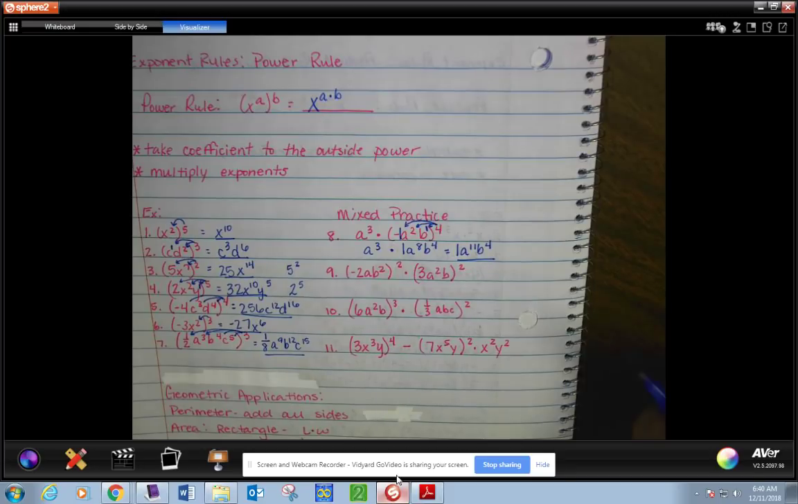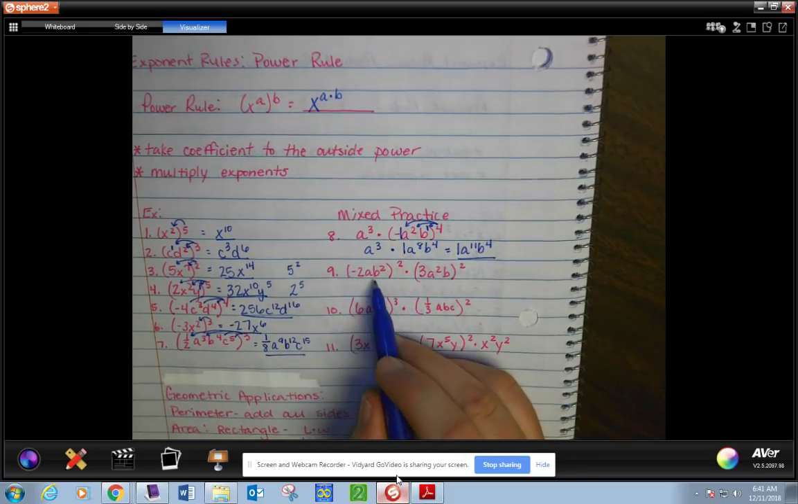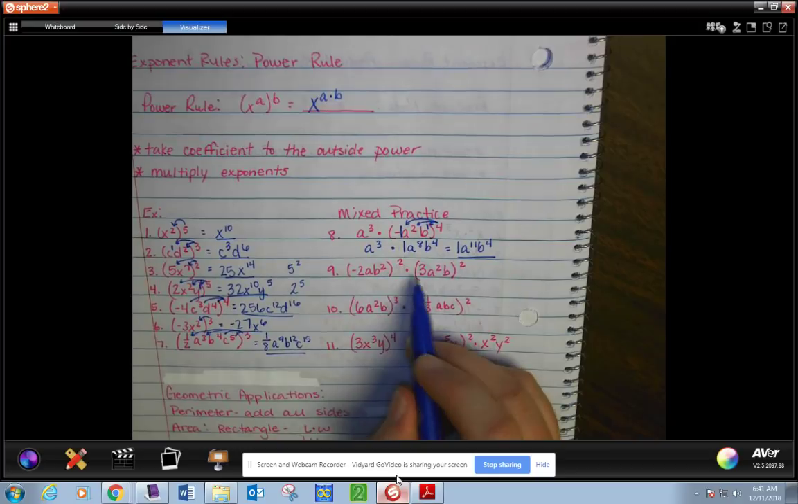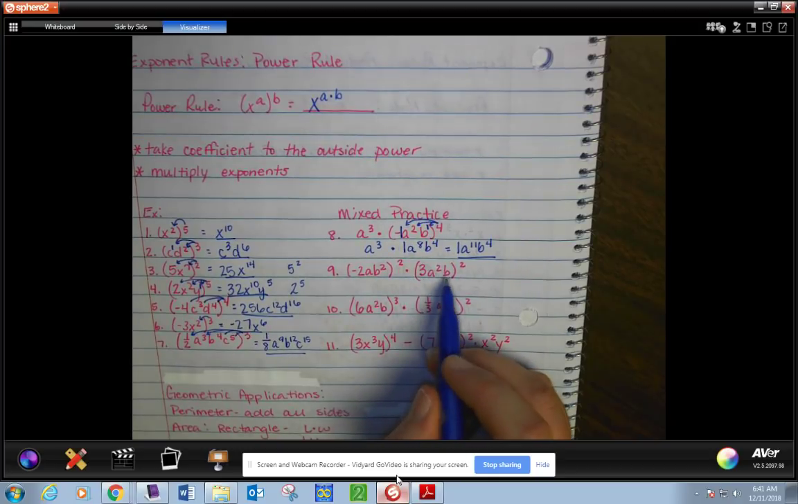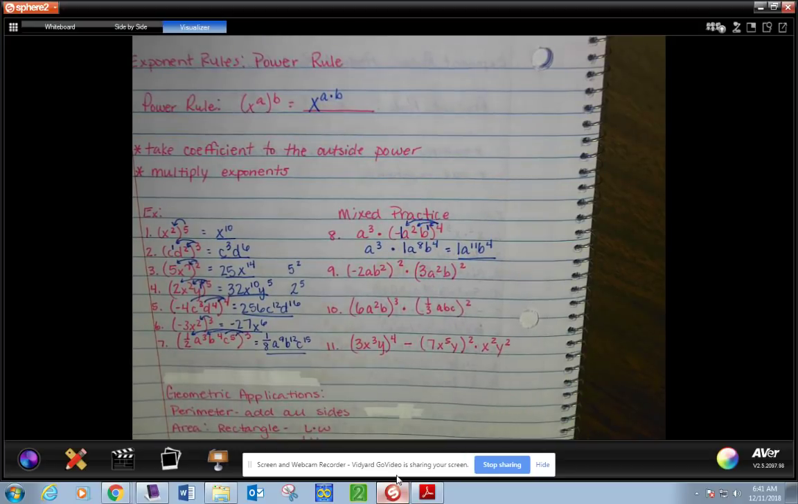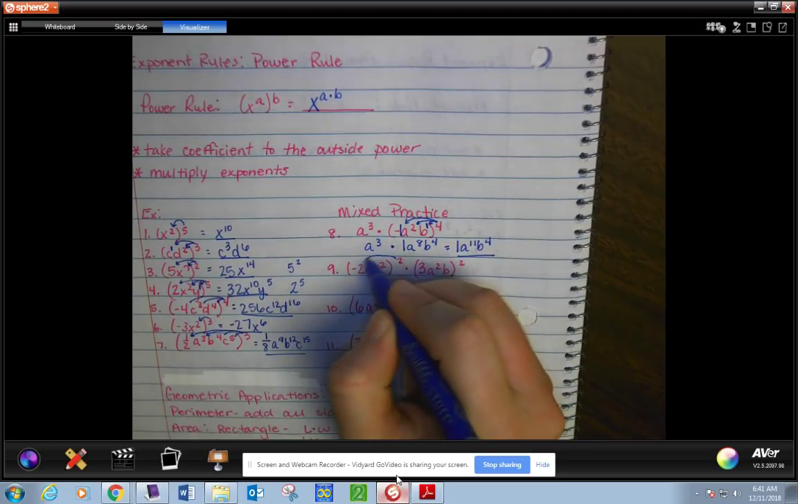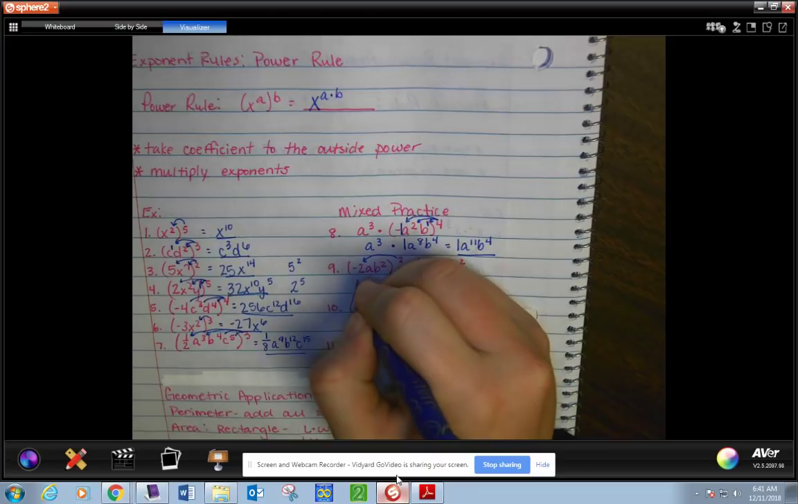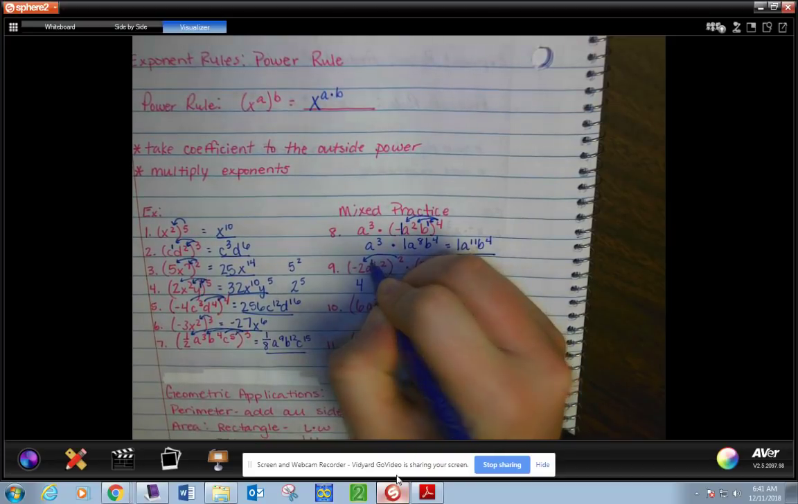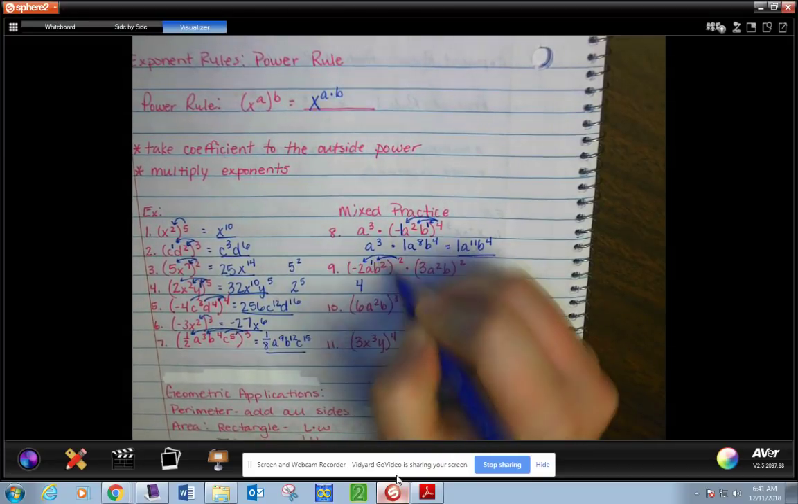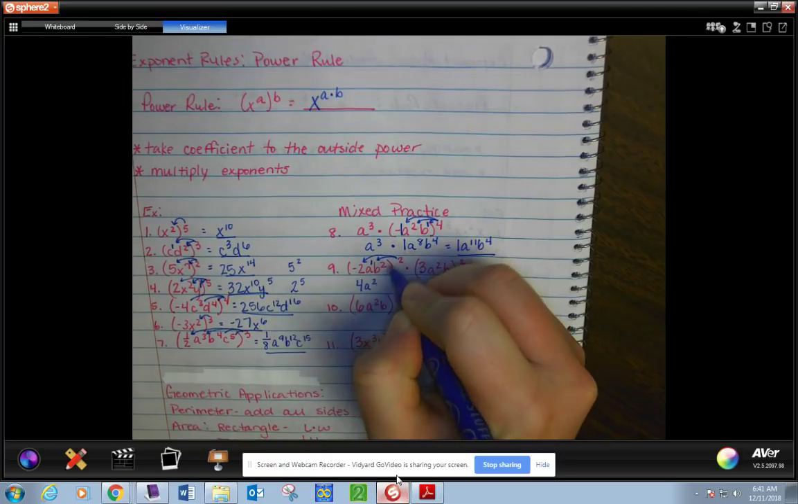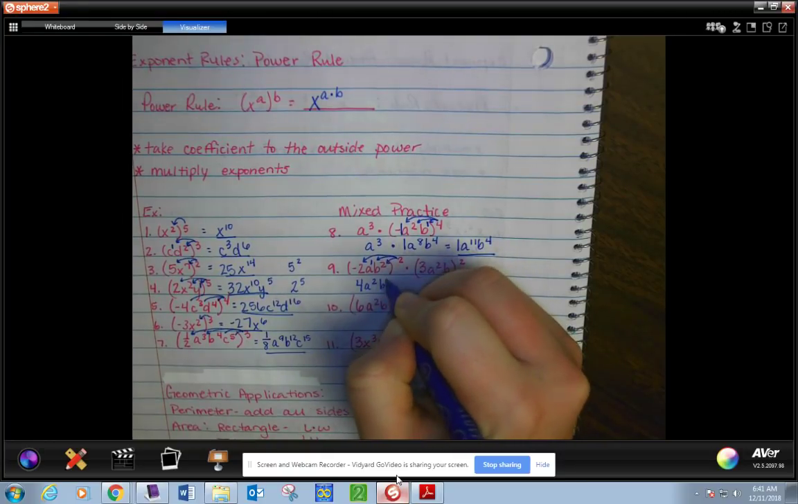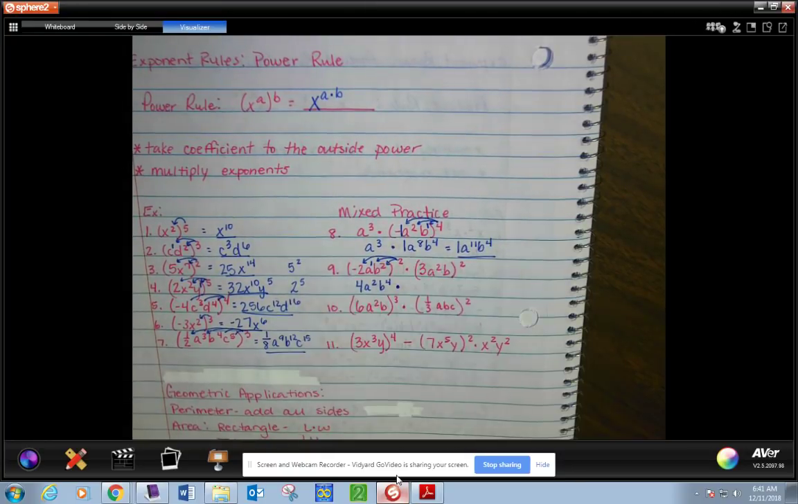Okay, for 9, I have negative 2ab squared times 3a squared b squared. You must take care of those outside exponents first, so you're going to do negative 2 squared first. Well, negative 2 times negative 2 is 4. Then multiply your exponents, so 2 times 1 would be a squared, and then 2 times 2 would be b to the 4th. Bring down your times sign.